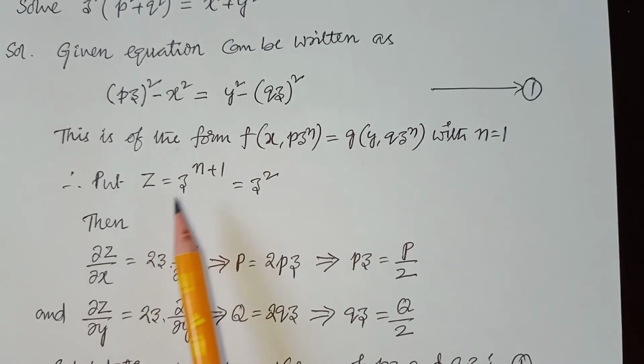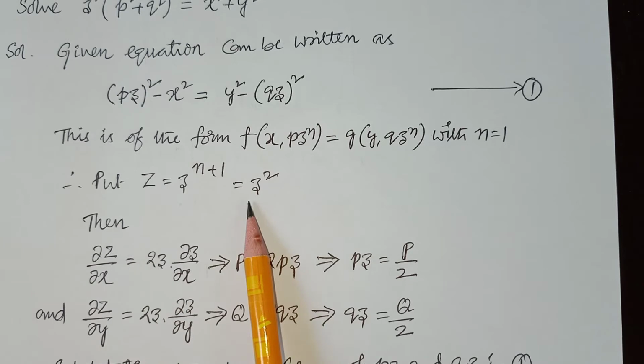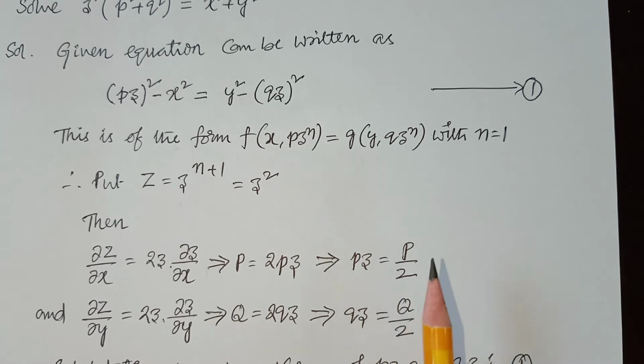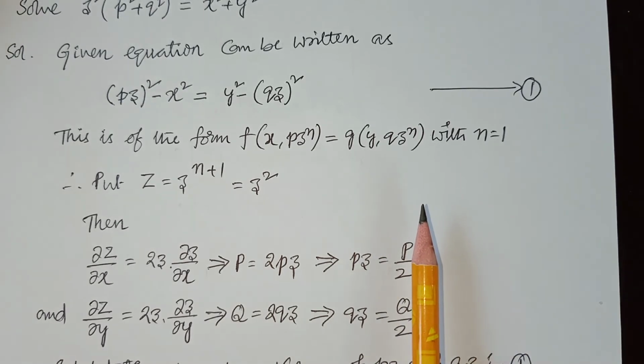Differentiating with respect to x, dZ/dx equals 2z times dz/dx. Let us take this as capital P, so capital P is equal to 2pz. From this, small pz is equal to capital P by 2. Similarly, dZ/dy equals 2z times dz/dy, which is small q. Assuming this as capital Q, capital Q is equal to 2qz. That implies qz is equal to capital Q by 2.